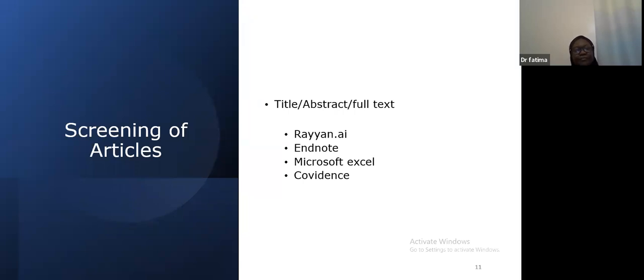So after you've gotten your articles from the database, the next thing is to screen the articles. First, you import the articles. For the majority of people, they will import them to EndNote, where they can check duplicates, because you're using different databases, and most likely the same article can be in different databases. So you need to screen that. You remove the duplicates, and then you can use Rayyan or Covidence to screen your title and abstract. I used Rayyan to screen the title and abstract, and you cannot import the full text because it's free software. Covidence is a paid one, so it has more advantages than Rayyan.ai.